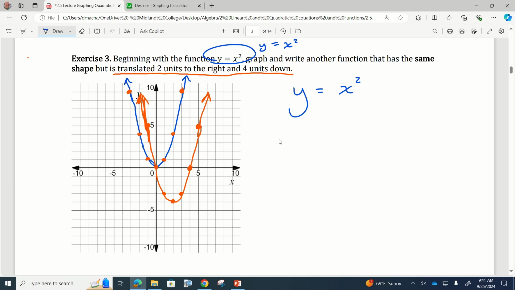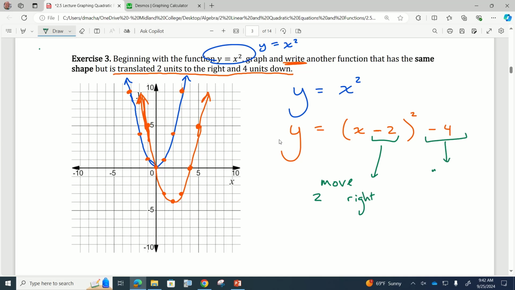It says graph it. The second half says write down what the function is, and this is how I'm going to do that. Where I have the x in my original function, I'm going to replace that with x minus 2. And then at the end, I'm going to subtract 4. What these are doing is the -2, that's going to move it 2 units to the right. And the -4, that's going to move it 4 units down.